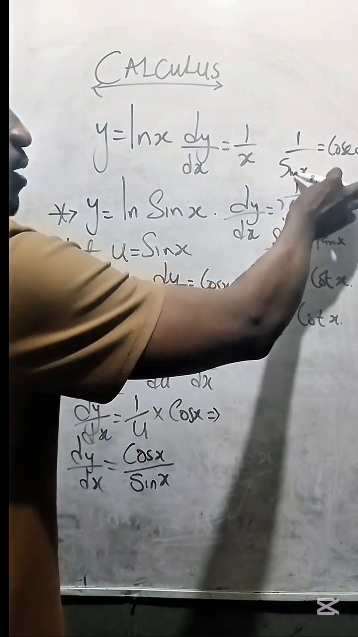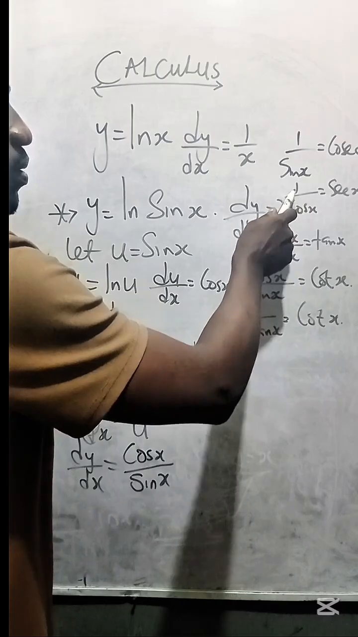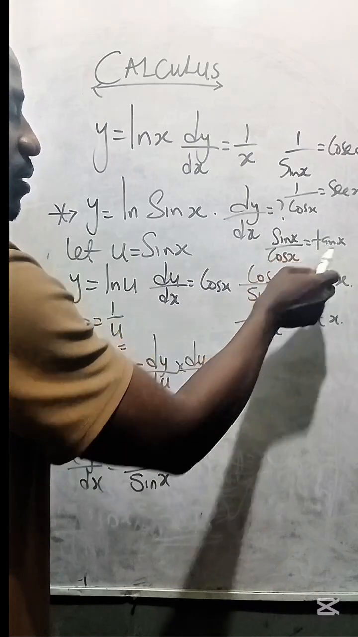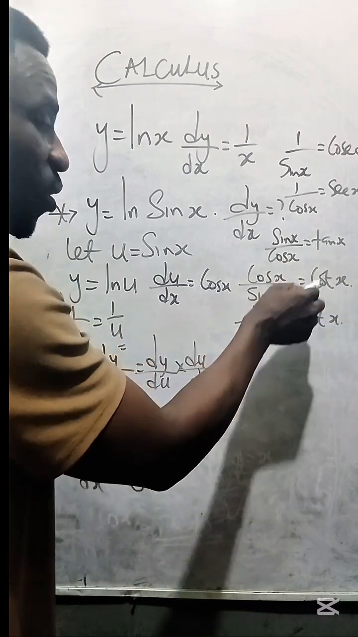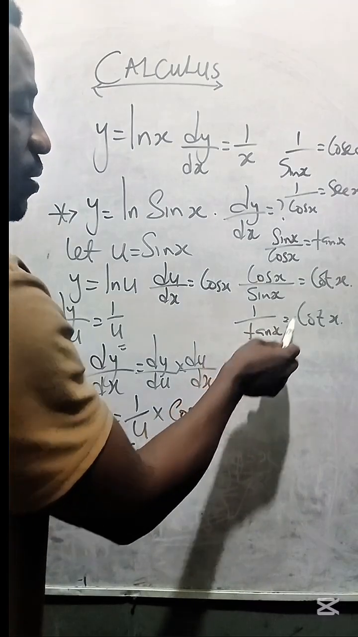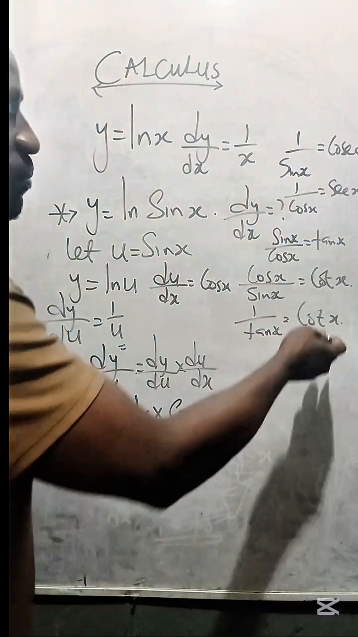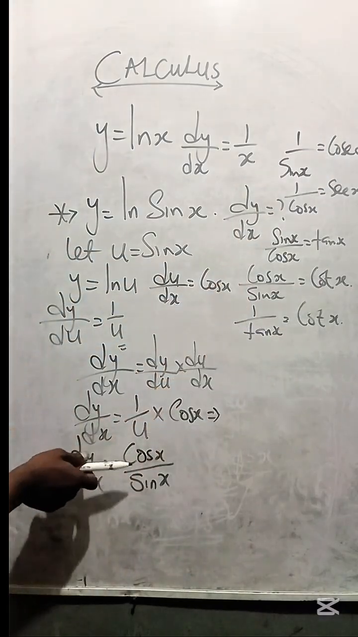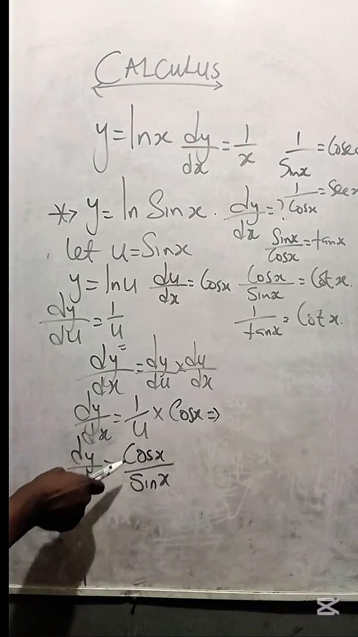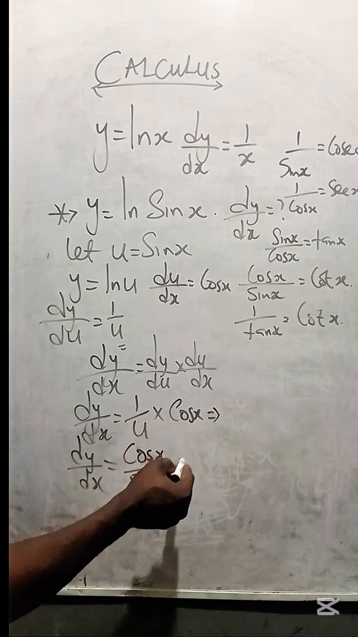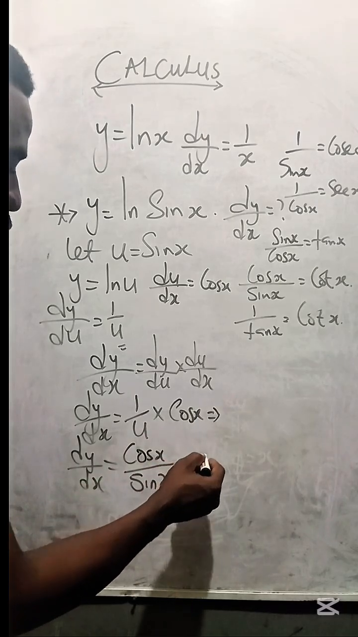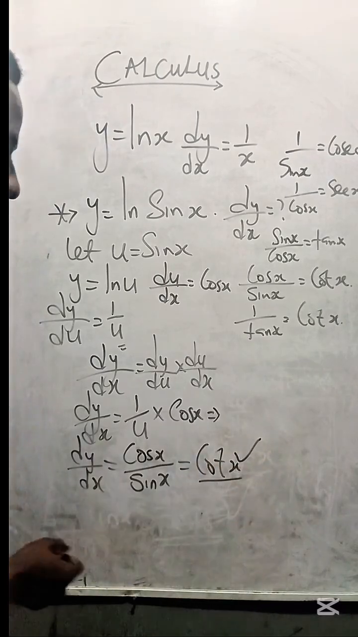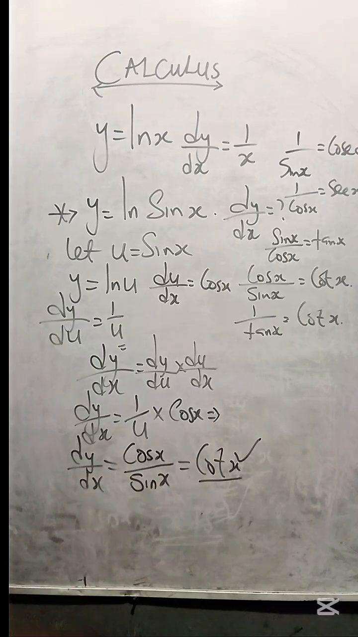If you check very well, this is the simplified form. So 1 over sine x is cosec x. 1 over cos x is sec x. Sine x over cos x is tan x. Cos x over sine x is cot x. 1 over tan x is cot x. So this is the simplified form, and this is not yet simplified, and that is why it cannot be the answer. Cos x over sine x, therefore, will give us cot x. So this is the simplified form, and that is the final solution.